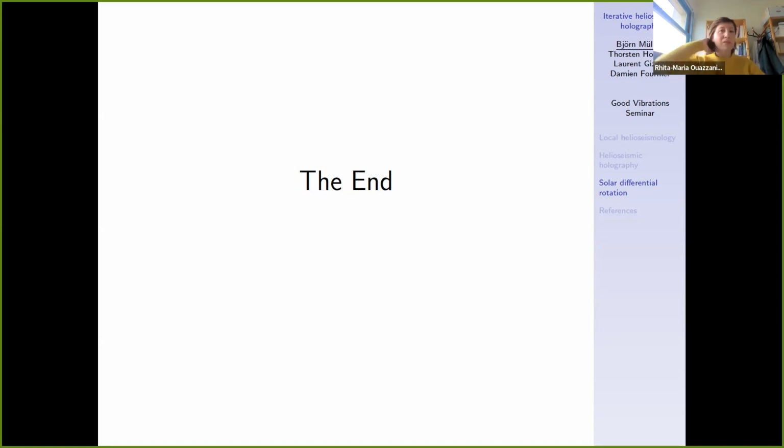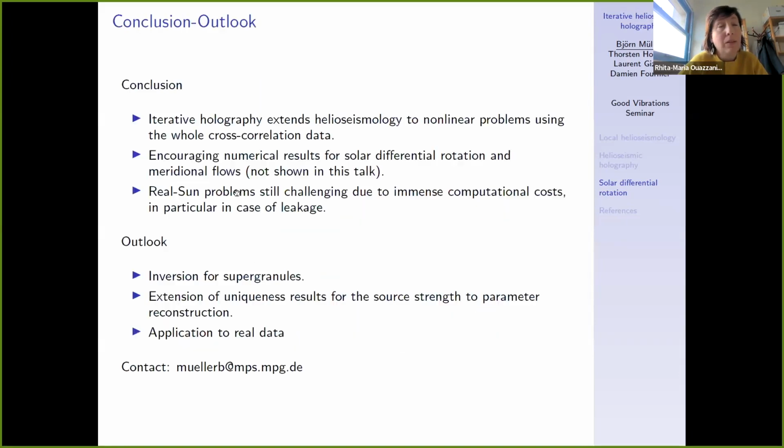So, I will start with one quick outlook question. You say that you want to tackle the supergranules, right? I guess that these flows are a bit more complex than large-scale differential rotation. So what exactly do you have to change, or what is the first challenge if you want to tackle those?